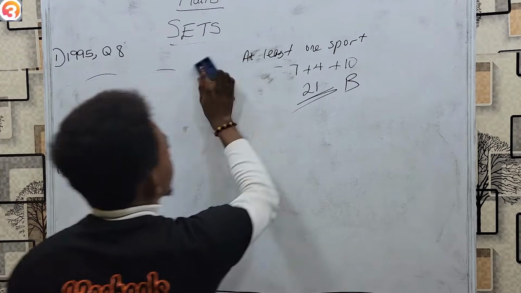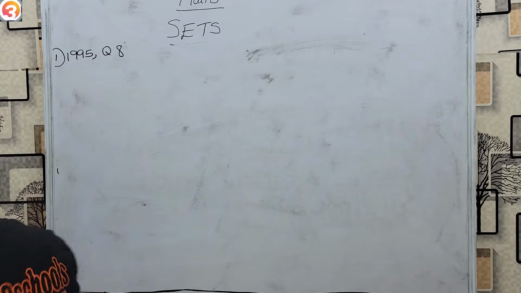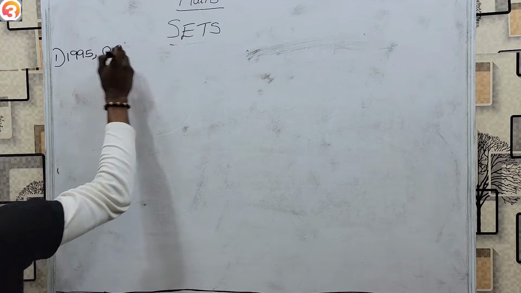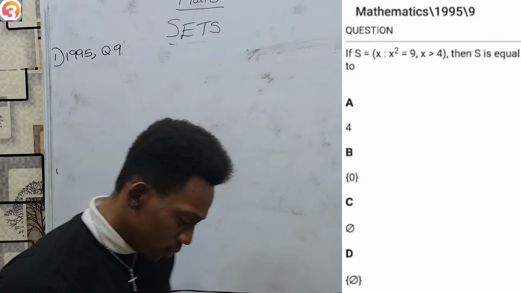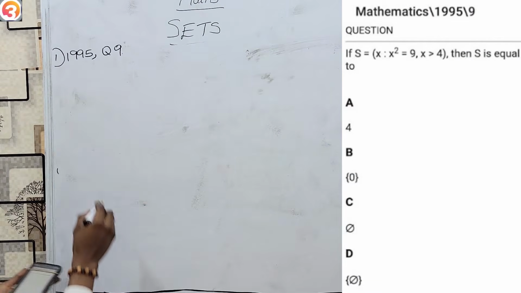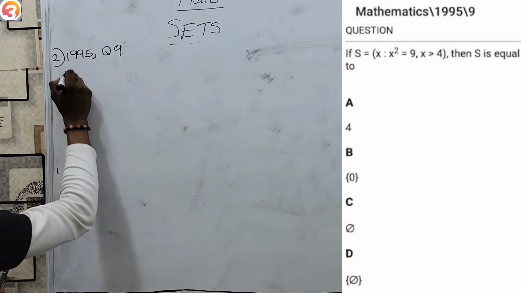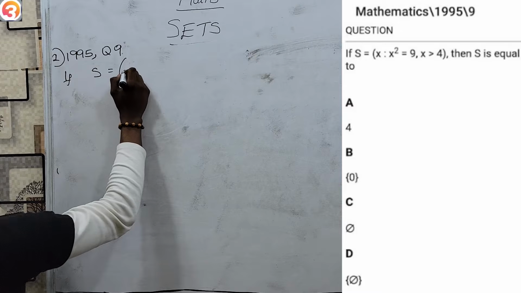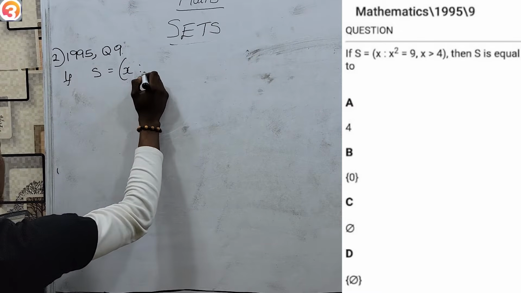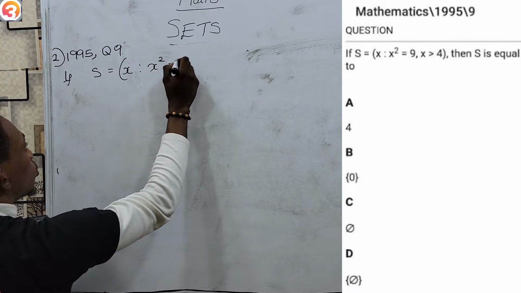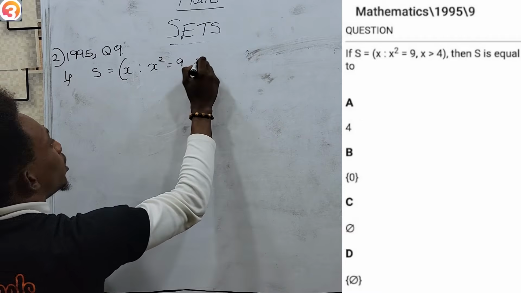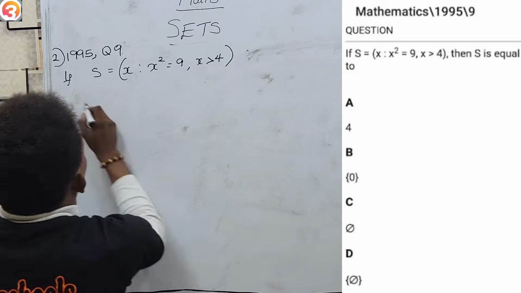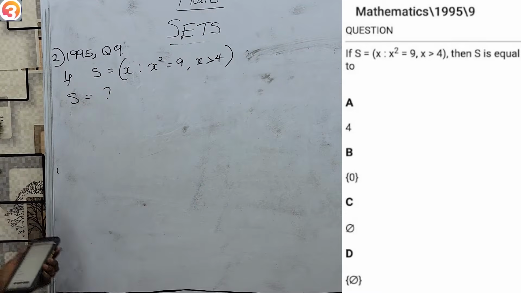From the same year, actually the exact same year, just simply the next question. After 8, we're solving question 9. This one says, if S equals to, well, x, provided that x squared equals to 9 and x is greater than 4, then S equals what?